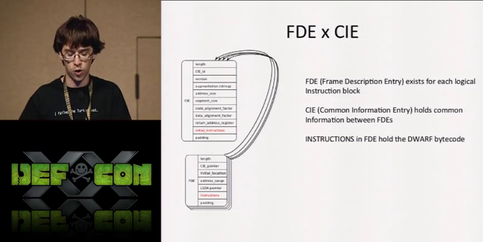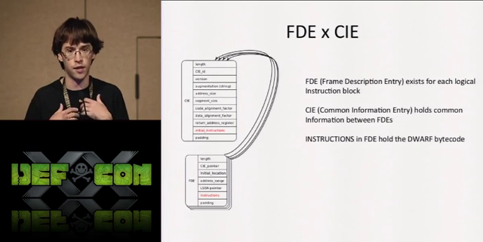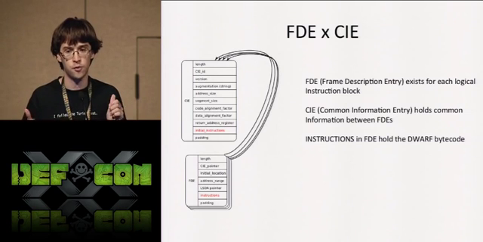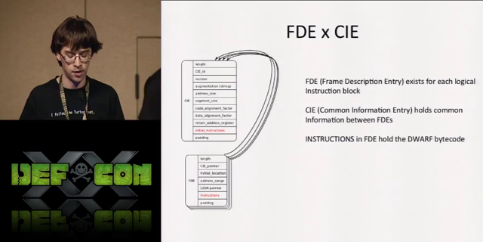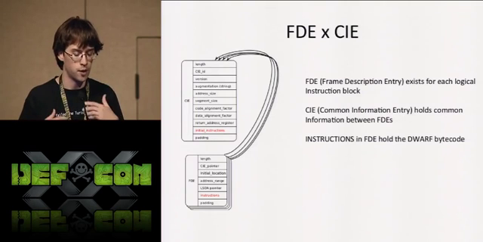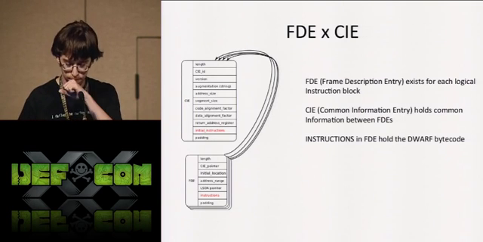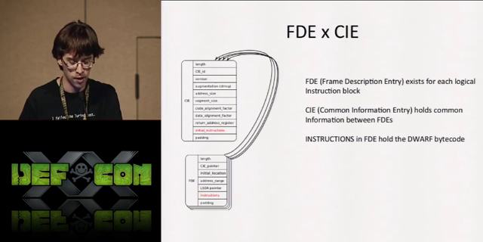So here's just another view of what's contained in the CIEs. A CIE is just for further compression, so information is not duplicated between FDEs. Each FDE points to one CIE, common information entry, which stores information that's common to all those FDEs. What we're really interested in is the instructions that are stored.